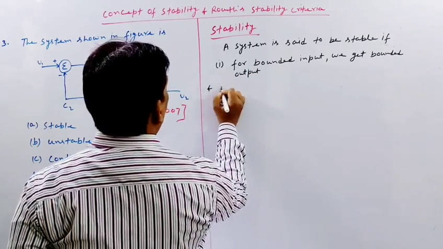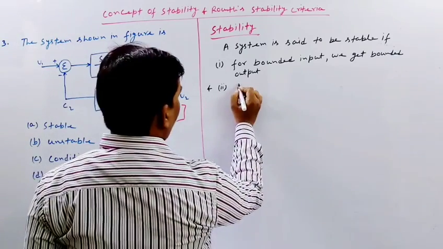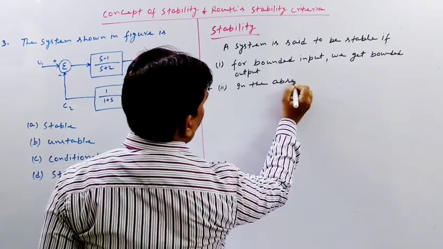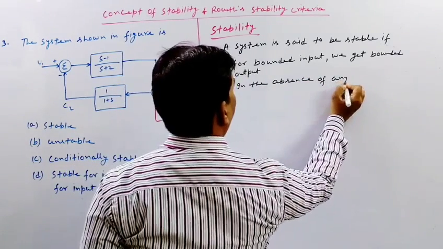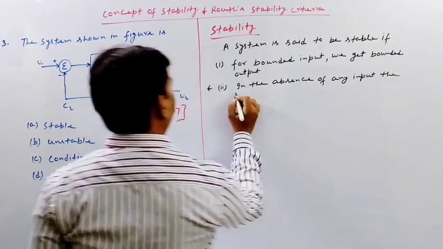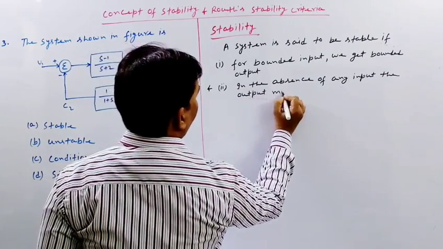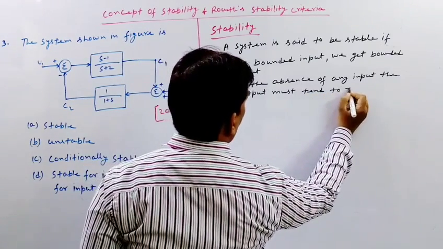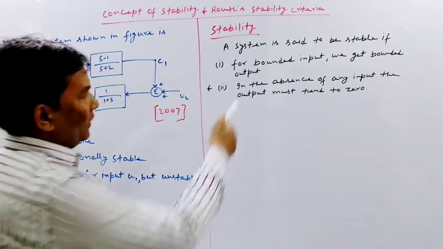And number two, in the absence of any input, the output must tend to 0. Okay, this is the basic criteria of stability.